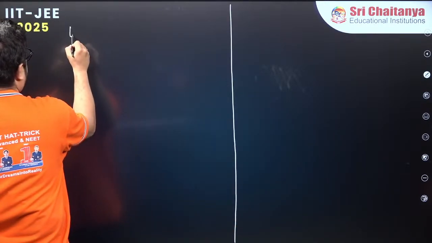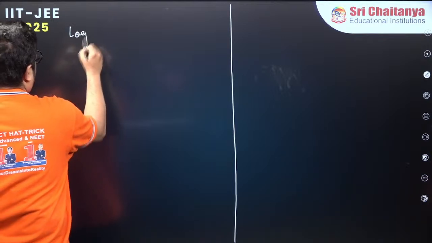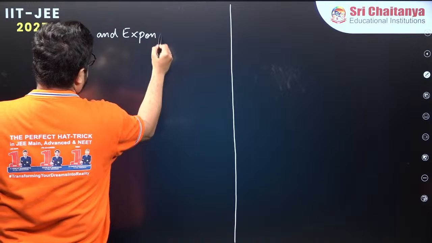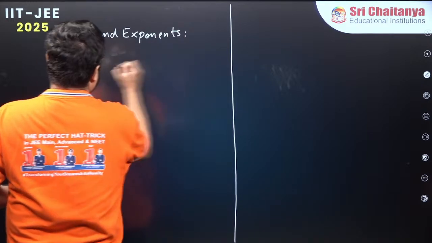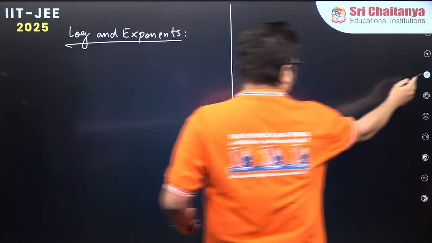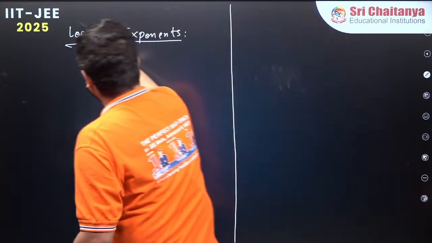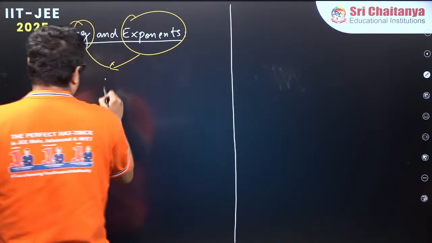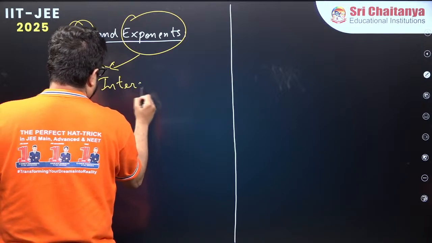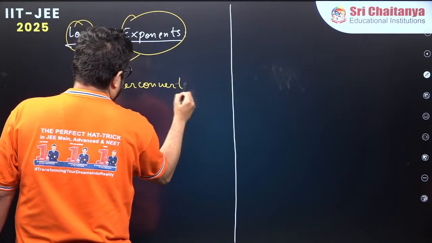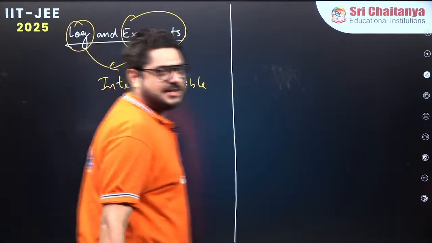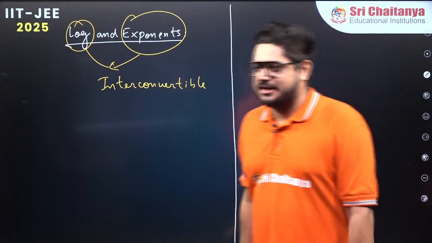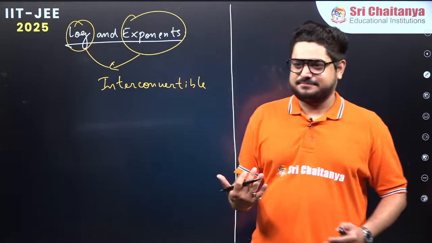Ln and log. You can write down log and exponents. So these two functions are interconvertible. They are interconvertible with respect to each one of them. So now if I say, not inverse, they are interconvertible.